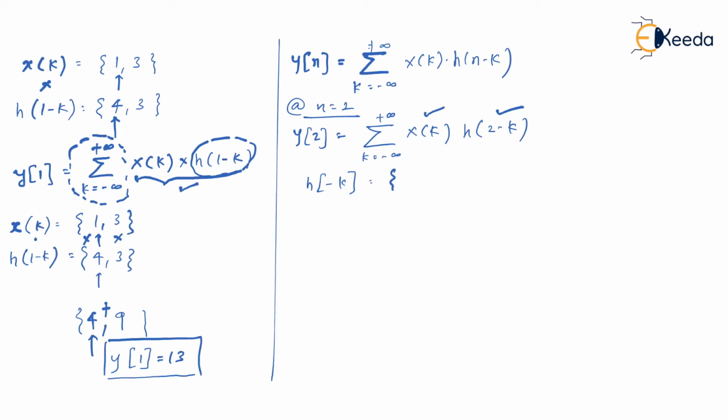H of minus k was 4 comma 3, with arrow mark here. You know that what is h of 2 minus k? It is h of minus k plus 2, or I can write this as h of minus 1. I'll take common, what remains inside, k minus 2. So in first step we do this, that is time reversal. In second step we are going to delay it by 2.